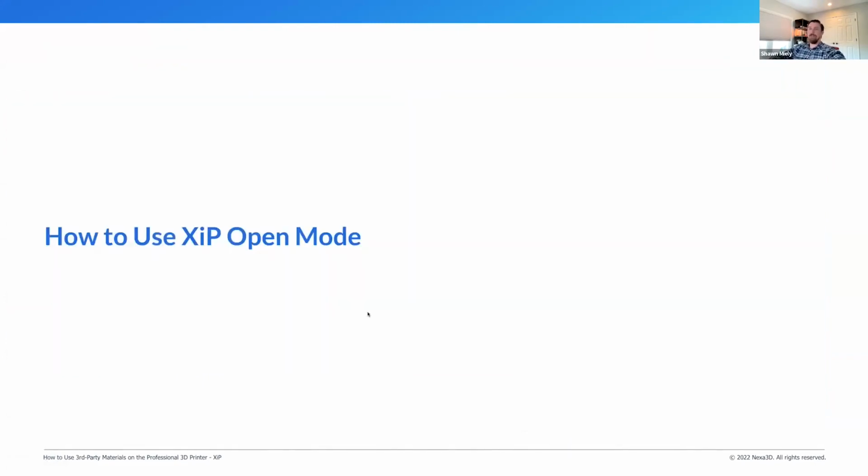Okay, so how do you use Zip Open Mode? How does it all work? Being an open platform, there are a few different ways to do it. I won't say this is the only way, but this is the prescribed way that probably is going to be the best user experience for most people, especially if you're using it regularly, systematically, for business applications. Maybe you have a couple of resins that you're going to use a lot. This is probably the best way to do it.